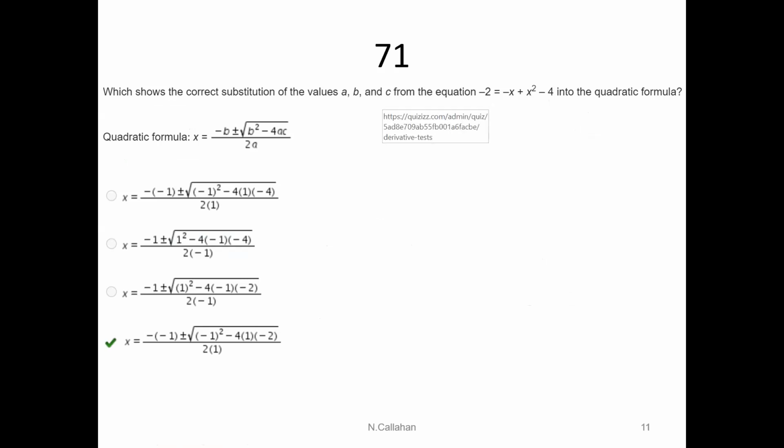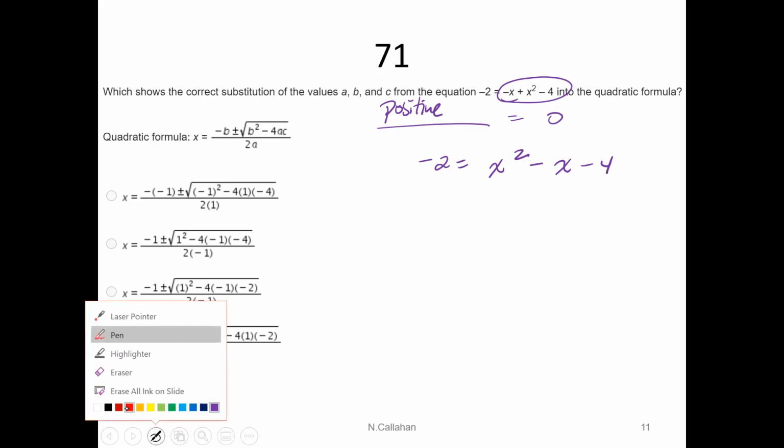So first thing you guys need to know is that your equation has to be this way, equal to 0. Has to be in that direction. Everything here has to be positive. So what that means is I'm going to go ahead and rearrange this. So if I have a -2 on the right side, I have to have x squared first, minus x, minus 4. But I don't want to have that -2 because it has to be a 0.